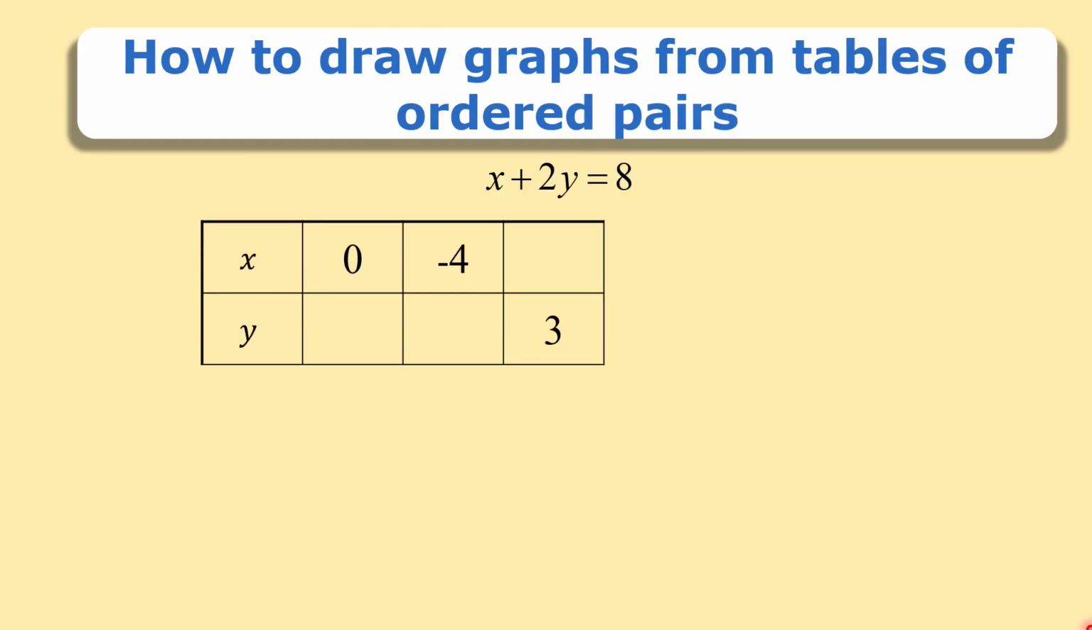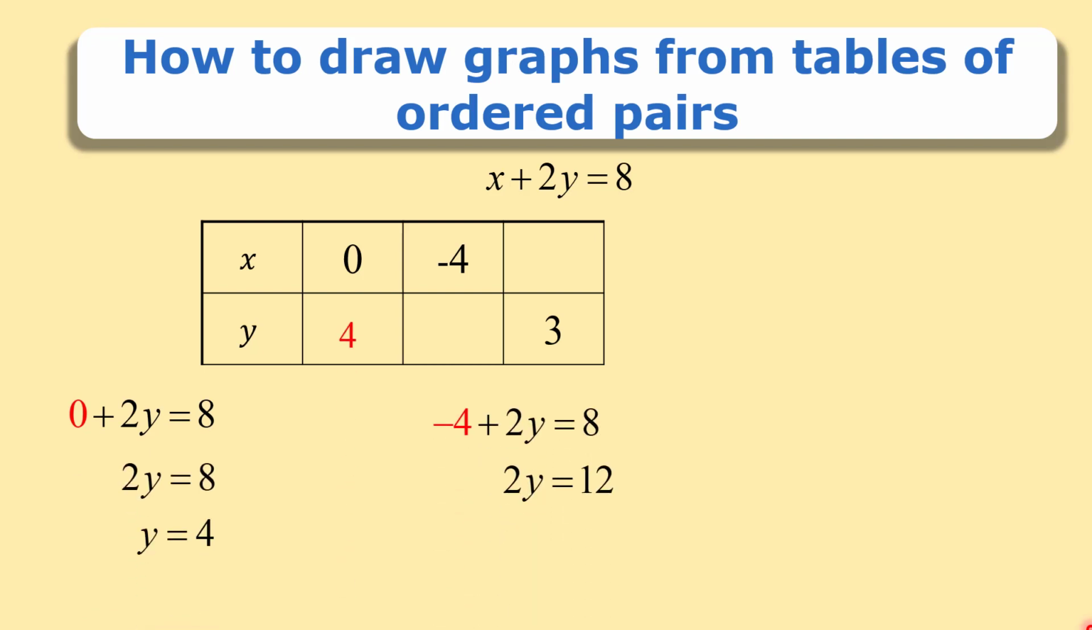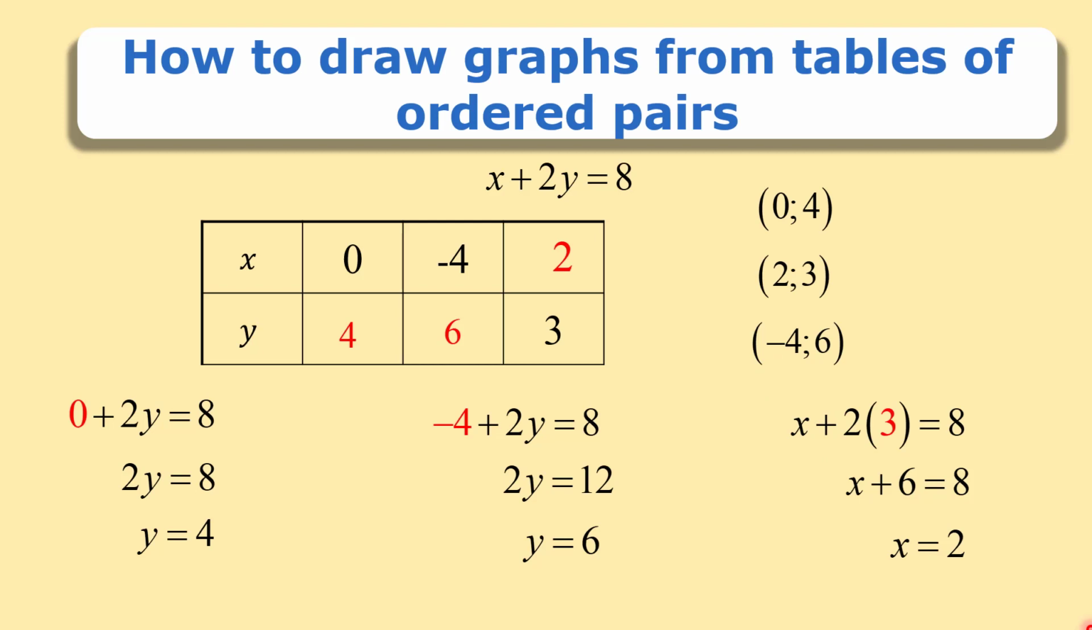Let's practice. Let us practice. X is 0, x is -4, and y is 3. We use substitution. If x is 0, we solve for y. Y is 4. If x is -4, then y is 6. We've got our point. But be careful, now y is 3, so we have to solve for x. X is 2. We've got 3 points: 0, 4, 2, 3, and -4, 6.